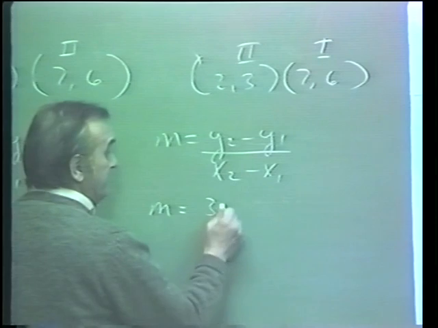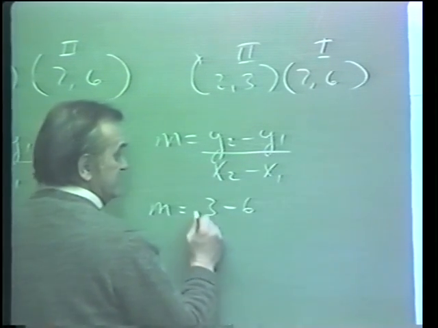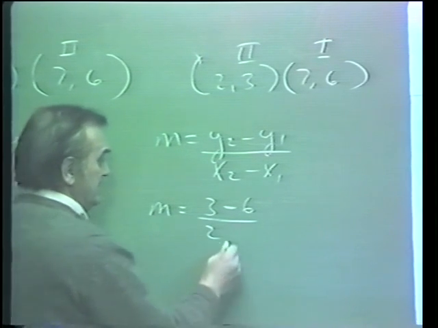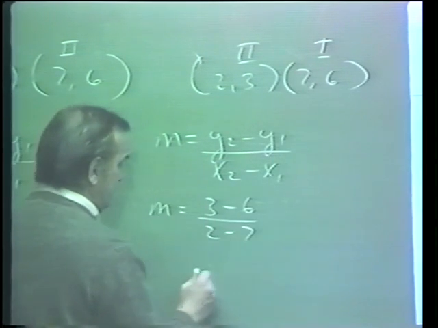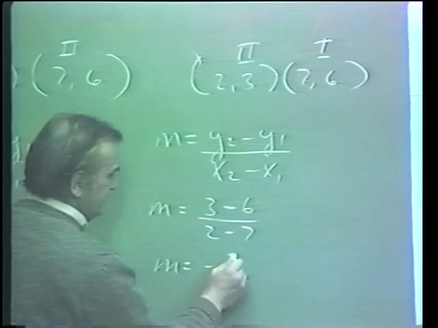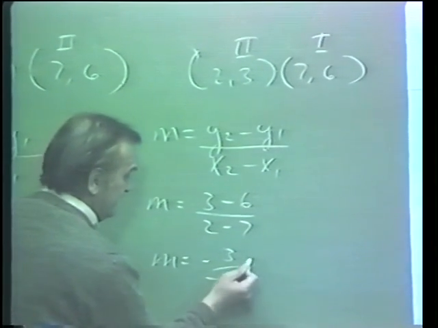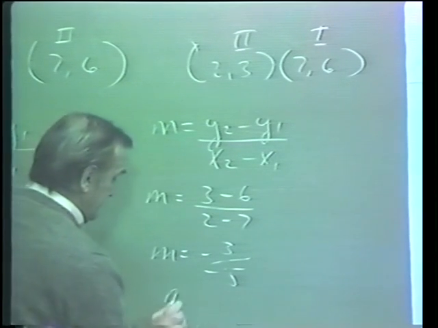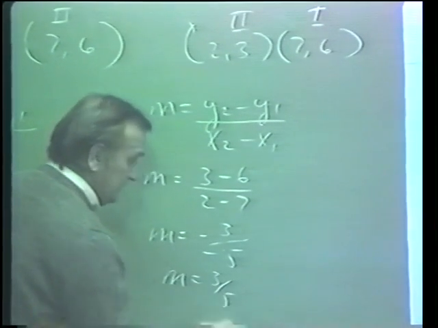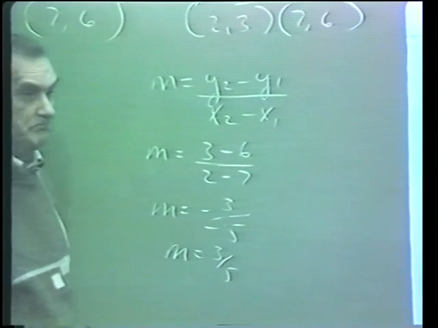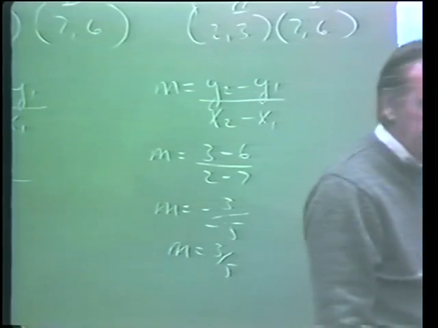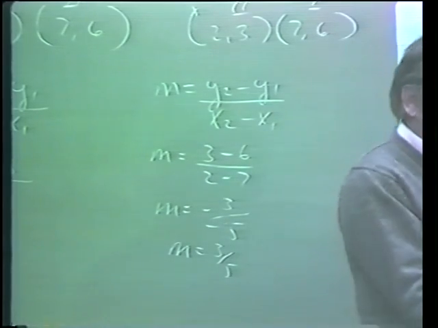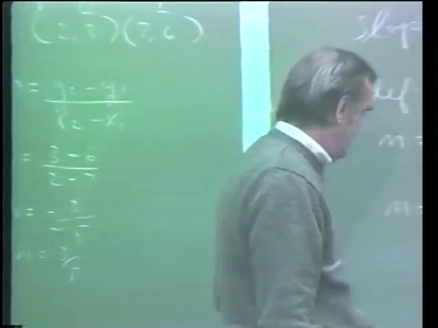We get y2, that's 3, minus y1, which is 6, over x2, which is 2, minus x1, which is 7. We get the slope is equal to negative 3 over negative 5, which is equal to 3/5. Notice, it makes no difference which point you call point 1, which point you call point 2. This line has one steepness.